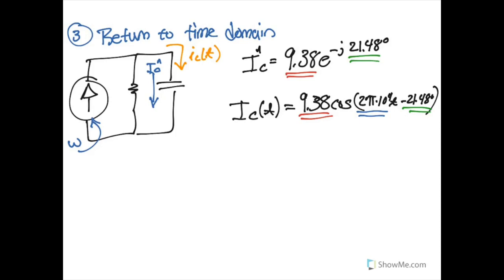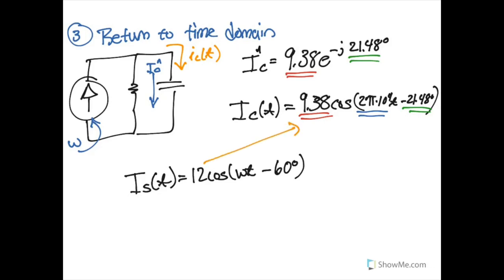Now again, if we compare this current through the capacitor with our original source that was being driven by the current source, that was a 12 cosine. The frequency was the same, and then the phase was 60 degrees. And so we can see a couple changes: the amplitude has been decreased. We did have a 12 amplitude wave coming through. Now it's only 9.38, again, because that current gets split between the two components. And we also now have a change in phase.